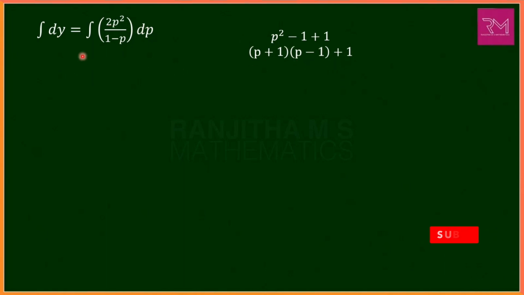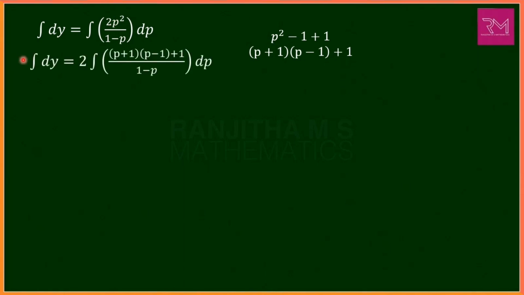Here take 2 outside the integration. Integration of dy is equal to 2 into integration of, in the place of p square we can write it as (p plus 1) into (p minus 1) plus 1, divided by 1 minus p, into dp. Now we can split the value as integration of (p plus 1) into (p minus 1) by 1 minus p, plus integration of 1 by 1 minus p into dp.